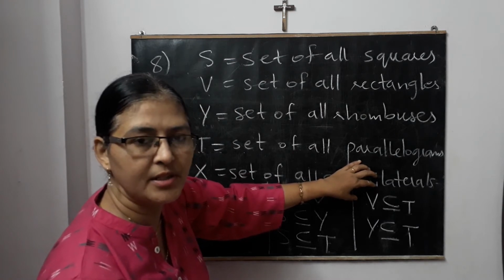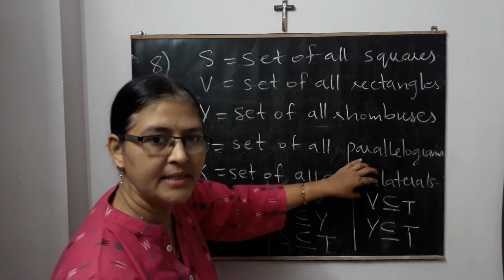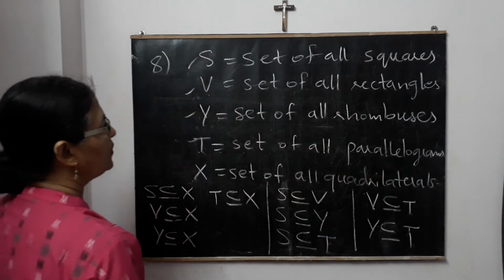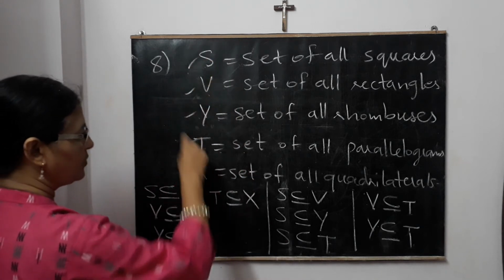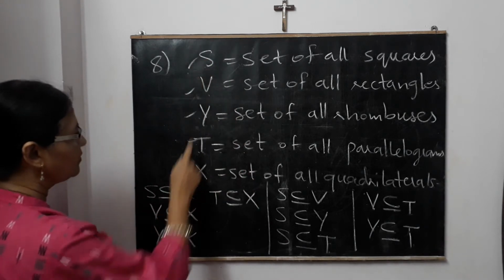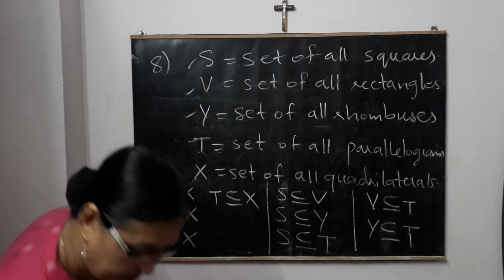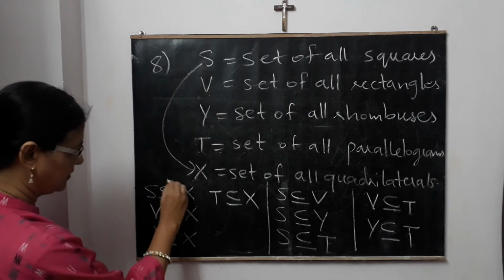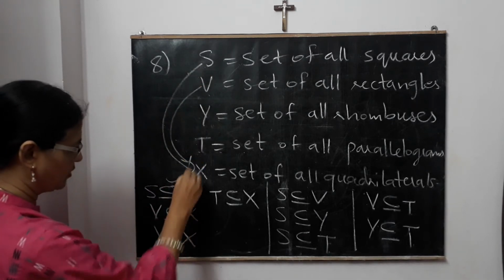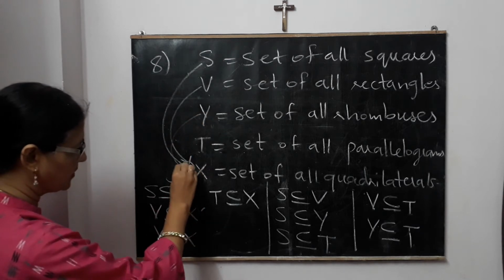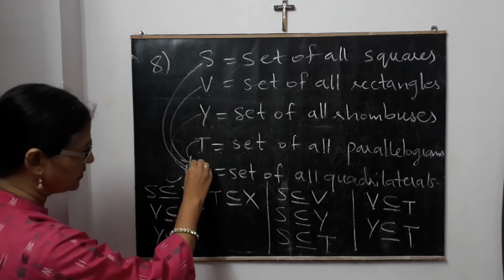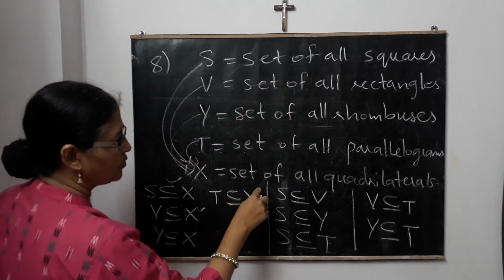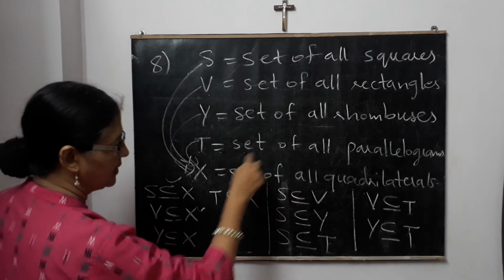Because the quadrilateral definition is what? Quadri means four and lateral means side. So all these will be subsets: first, second, third and fourth. So how do we write it now? I have written: S is a subset of X. Then V is a subset of X, that is written second. Y is a subset of X. And T, this also is a subset of X. So square, rectangle, rhombus and parallelogram are all subsets of quadrilateral.